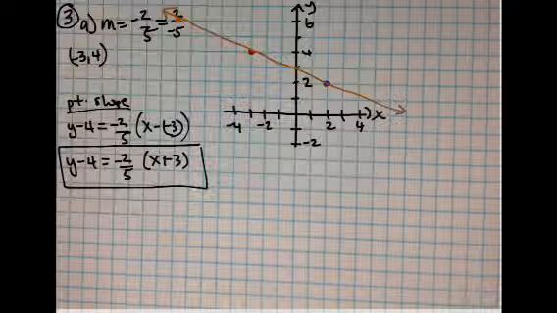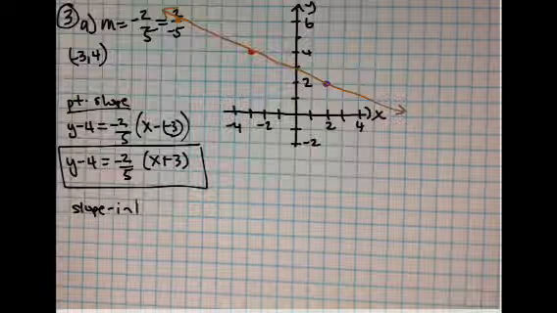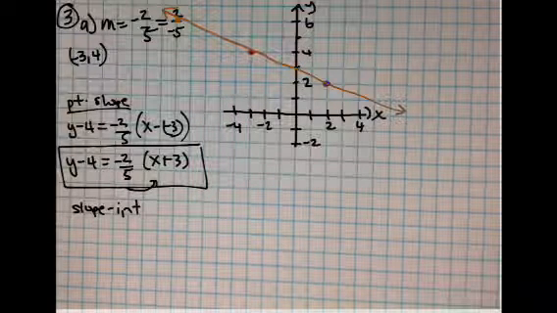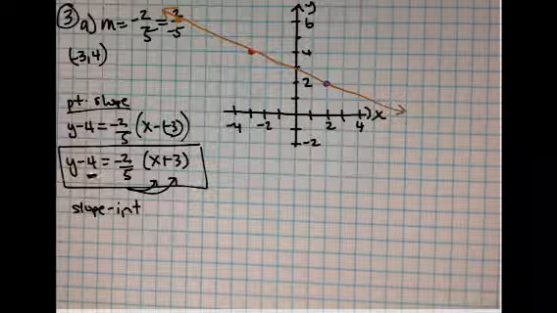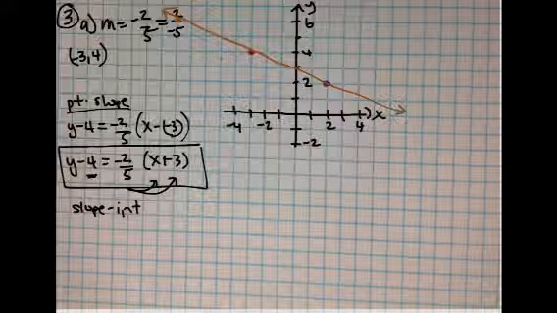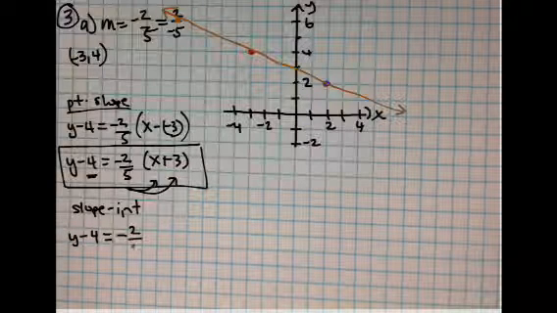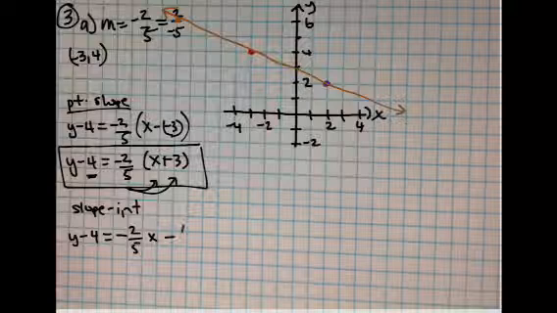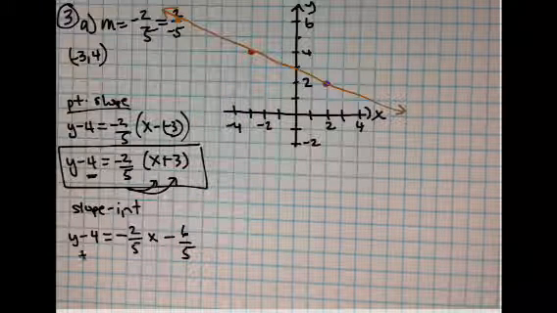Okay? If they want slope-intercept form, that means we have to solve for y, right? So I'm going to distribute the negative 2/5 here, and then the negative 4, this one right here, I'm going to move it to the other side. So I'm going to have negative 4 equals, distribute the negative 2/5, like that. I'm going to add 4.